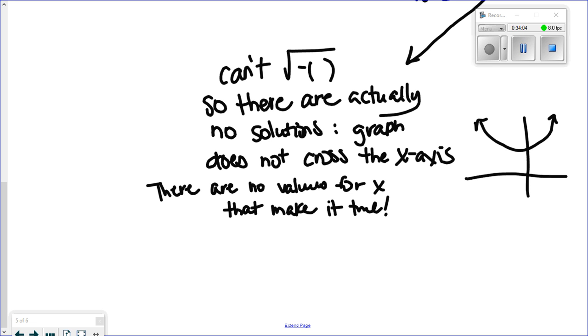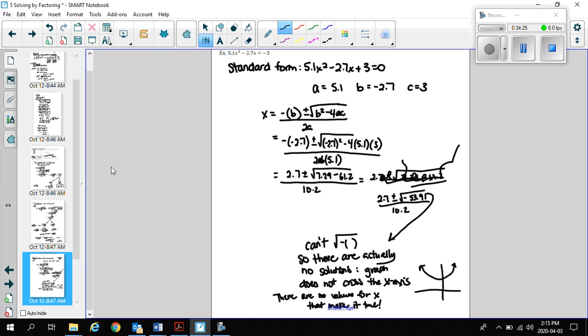So that is that. You've got some questions in your textbook for both solving algebraically by factoring and solving algebraically by the quadratic formula. So you need to do some practice with that. Next week, I will get you a lesson on some of the word problems that you can come across with quadratics. So stay tuned for that.